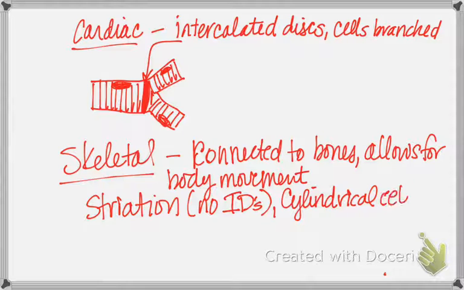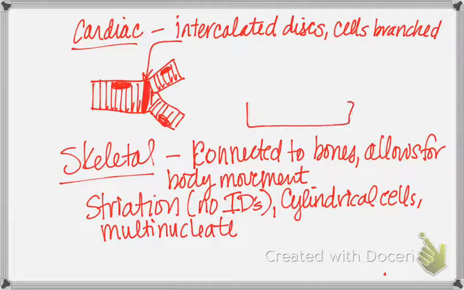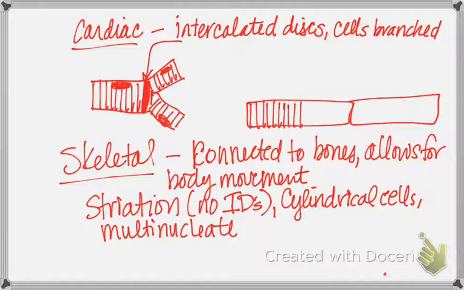Cylindrical cells, multinucleate, meaning here's a striated cell. It's like a cylinder. And within each cell, there are multiple nuclei because embryologically, that's a mouthful. When you are an embryo, multiple cells fuse together. Okay? And so lots of striations and multiple nuclei.